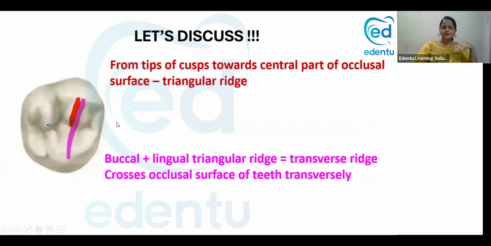Now, if both the triangular ridges have been marked, then we can choose the answer as the transverse ridge, because in the transverse ridge, the buccal and lingual triangular ridges together form the transverse ridge. But in the MCQ question that is given, since only this part of the area is marked, we can choose that it is the triangular ridge.